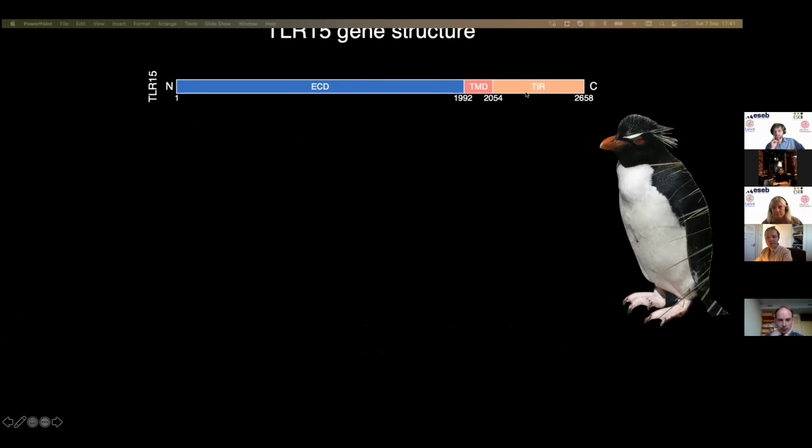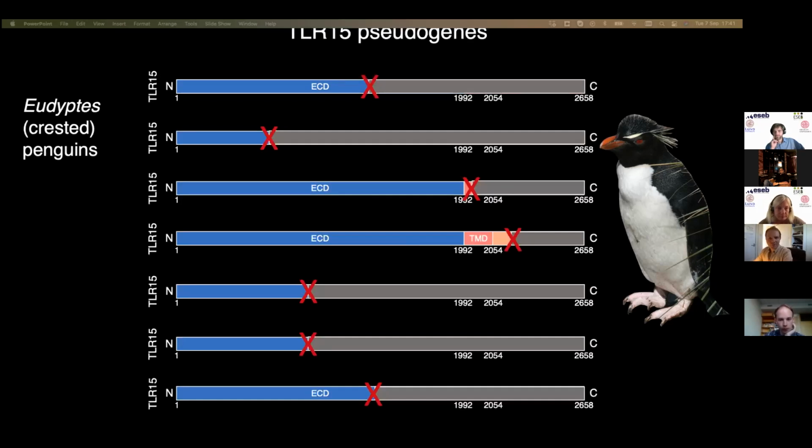We published the genomes for all extant penguin species last year as part of a large consortium. So I decided to carry on from our previous work in the Gen 2 penguins that Adrian mentioned earlier by looking at all penguin TLRs across all species. However, when I was doing this, I noticed that TLR15 was a pseudogene in 7 out of the 8 species of penguin in the Eudyptes genus, which are the crested penguins like macaronis and rockhoppers.